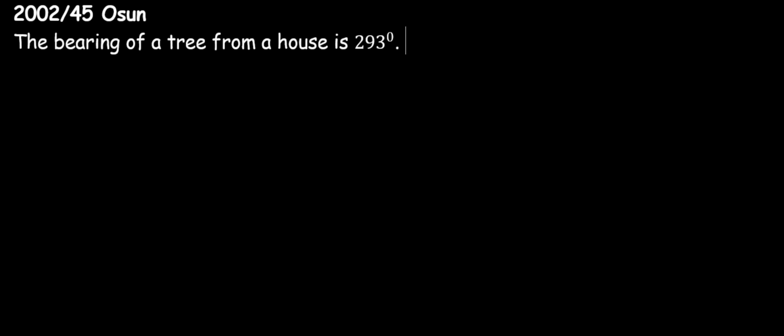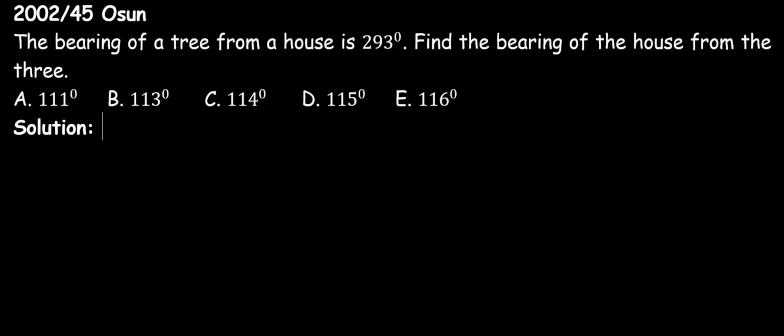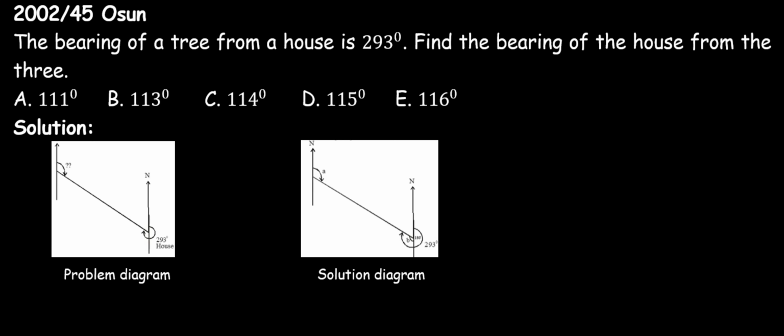Another example. The bearing of a tree from a house is 293 degrees. Find the bearing of the house from the tree. The options are given. Solution. First, we have the problem diagram, which shows the bearing of the tree from the house is 293 degrees.